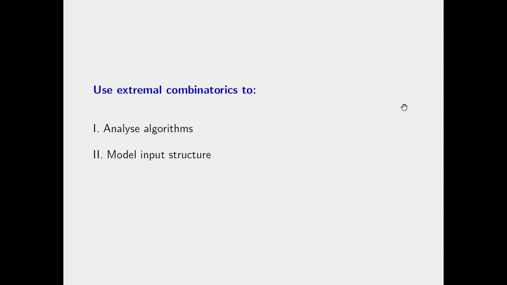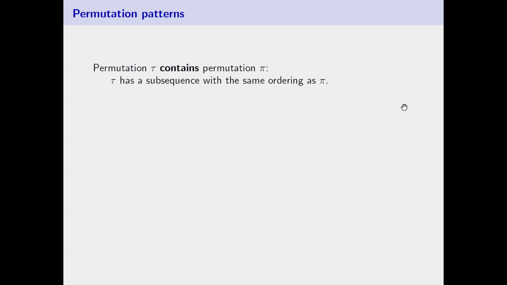I will show some more applications of this technique, but it would be nice to find more applications. Okay, so that's the first idea to analyze algorithms. And then I want to say a bit about how to model input structure using combinatorics, but it will also be related to analyzing algorithms. Going forward, I need just one more definition. This was mentioned, I think, on Monday in Cyril's talk: permutation patterns.